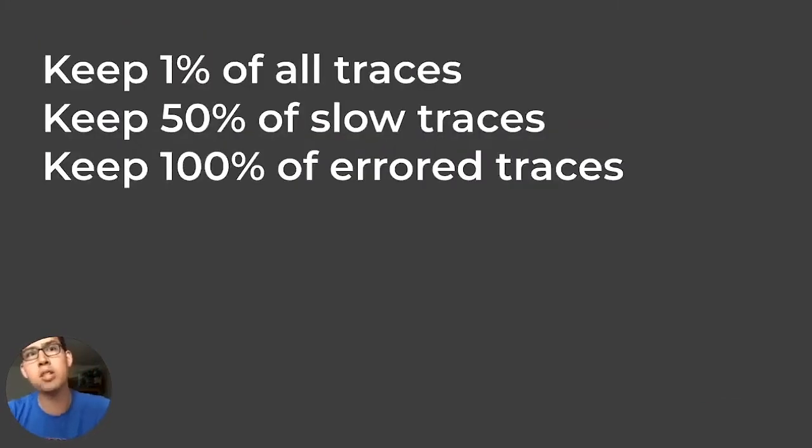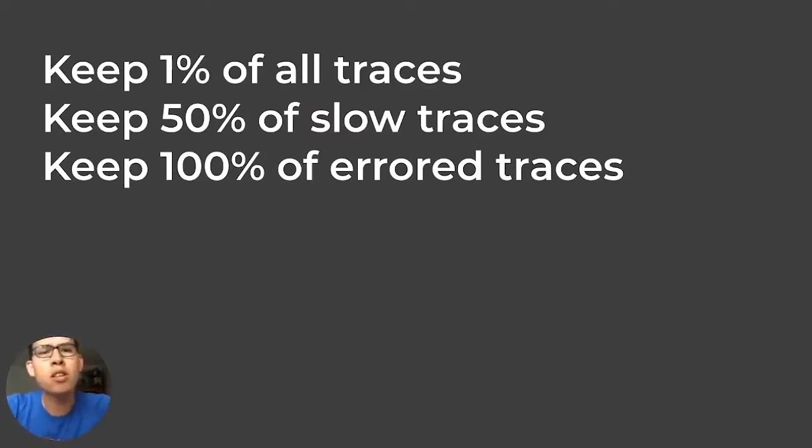So to think about what this looks like as a model, to give an example of what we might end up with if we apply this and think about it carefully. So let's say we keep 1% of all traces, but then we keep 50% of slow traces and 100% of error traces. This sort of thing is probably a decent balance between cost and benefit in terms of being able to keep what's probably interesting and throw away what isn't.